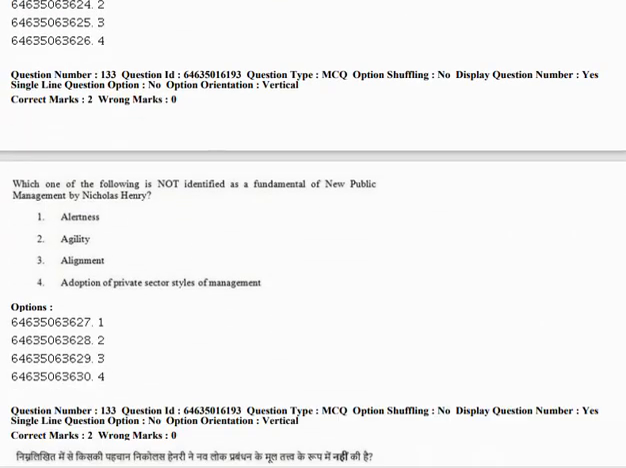133. Which of the following is not identified as the fundamental of new public management by Nicholas Henry? Alertness सही है. Agility सही है. Alignment सही है. Adoption of the private sector style of management गलत है. Means option number 4 is the correct answer.